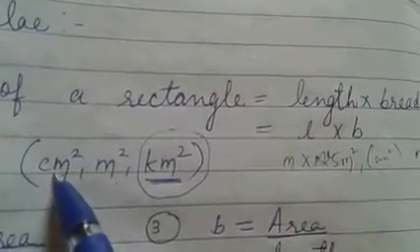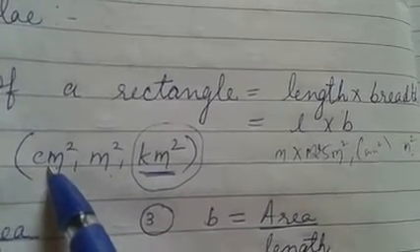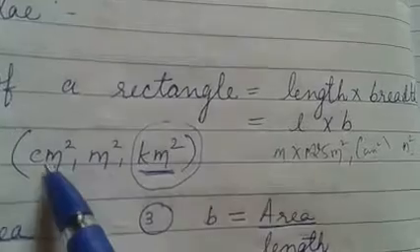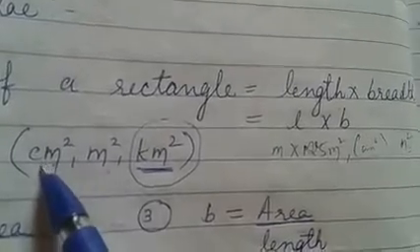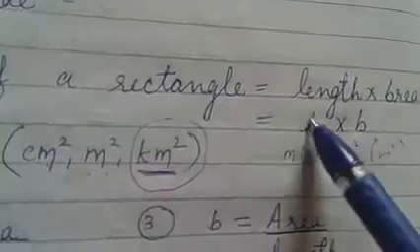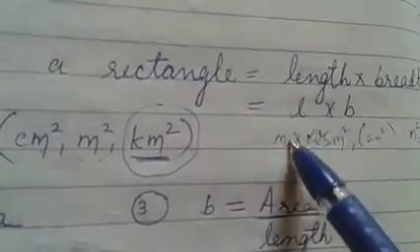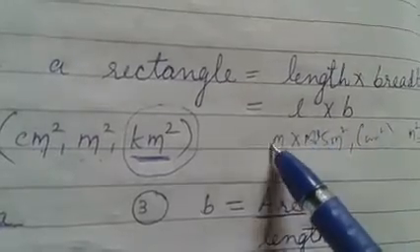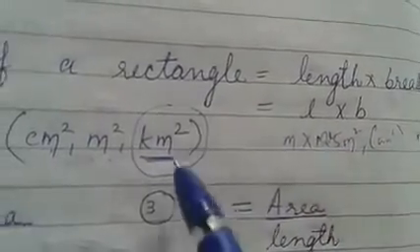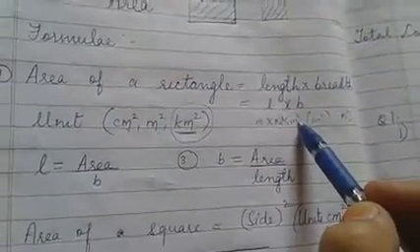Perimeter is a length. Perimeter is the sum of all sides of the figure. So it is a length, nothing but length. So it comes in centimeters and meters. But area is the multiplication of two dimensions. What is the unit of length? Meter. What is the unit of breadth? Meter. So meter into meter, m square. That's the reason why we write the unit as m square, centimeter square.